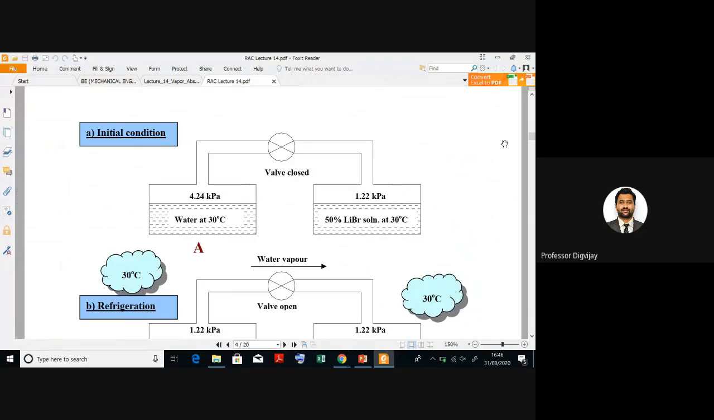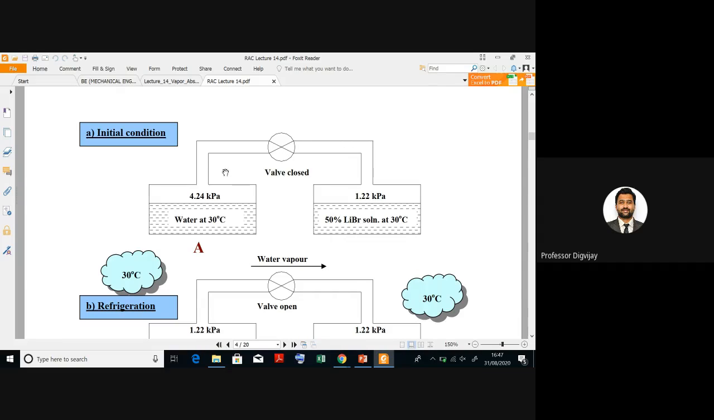So see here, the thing is, there is one condition it is given. I have water in vessel A here, and I have a lithium bromide solution at 30 degrees Celsius, 50% means 50% lithium bromide, 50% water, which is here in another vessel. Now these are connected with each other with the help of a pipe, and there is one junction. This junction is now closed.